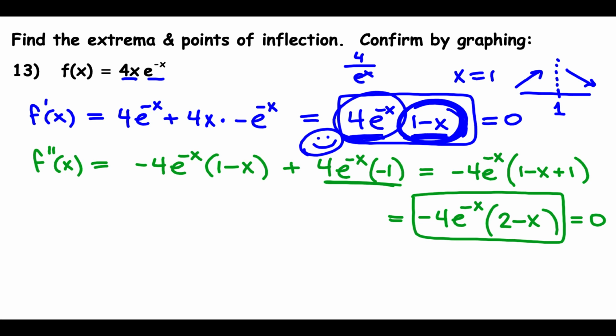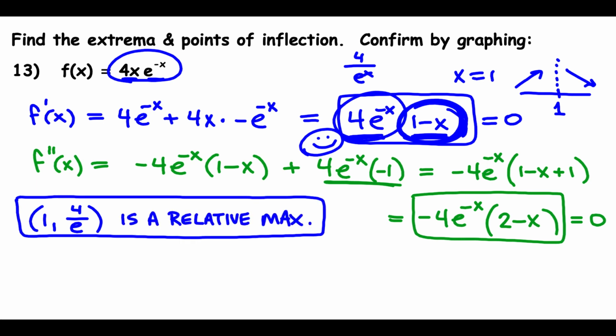We want the extrema. The extreme value is actually the y-coordinate. So we're going to say 1 comma, and we have to put the 1 back into the original up here. It's 4 times 1 times e to the negative first, which is 1 over e. That's simply going to be 4 over e. So 1 comma 4 over e is a relative maximum. And that's the only thing we need to look for.